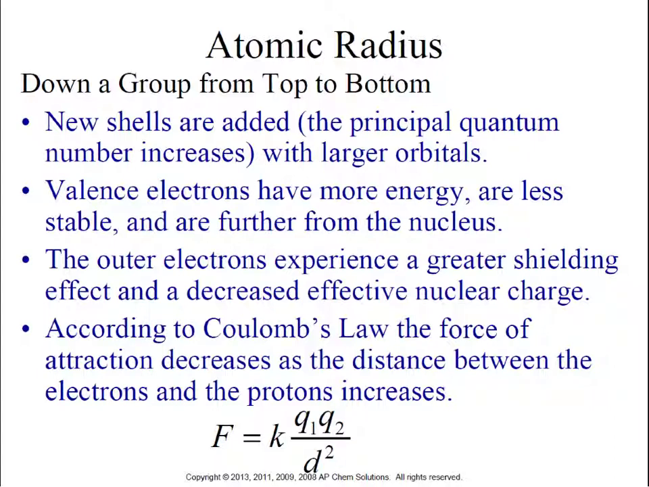Also, those outer electrons are going to experience more shielding and a decreased effective nuclear charge. So we're just talking from top down. And so therefore, that's going to go farther and farther away. So this is just Coulomb's law. As they get farther away from the nucleus, they're going to feel less force, and so therefore they're going to spread out a little bit.